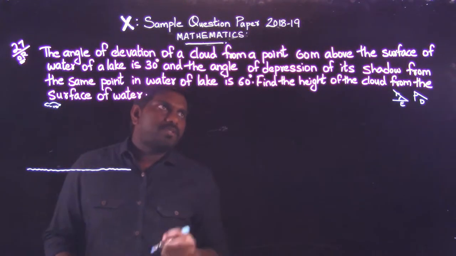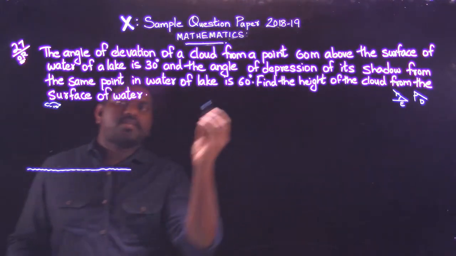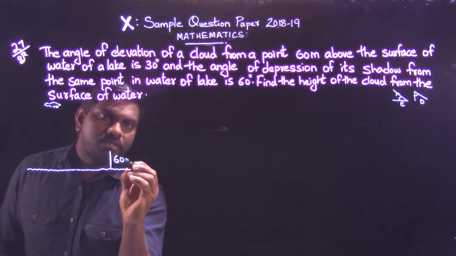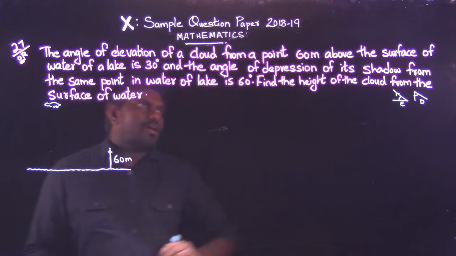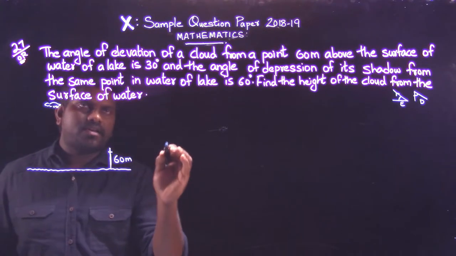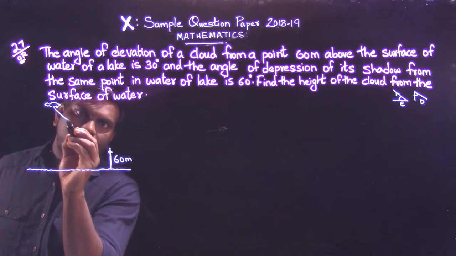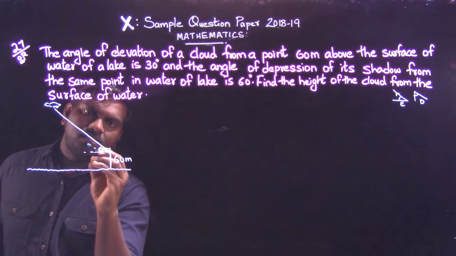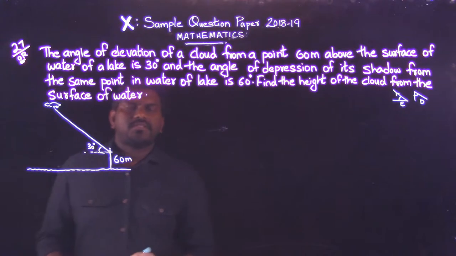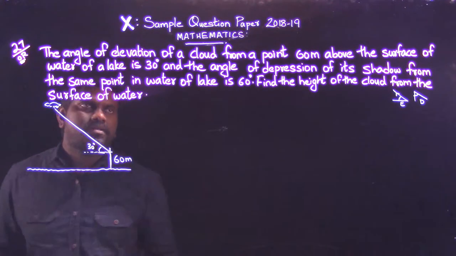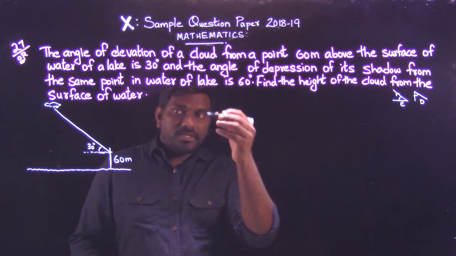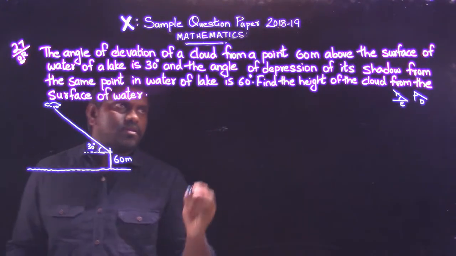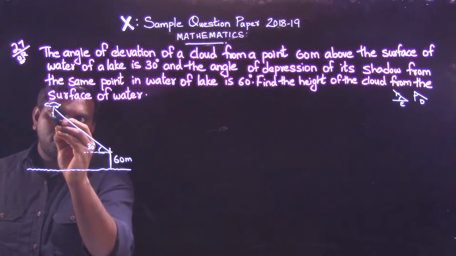So I'm looking at it, but what is the problem here? From a point 60 above. So I am at a point 60 meters above, and I'm standing over here, above the surface of the water of a lake. From there, the angle of elevation of the cloud is 30 as far as the question is concerned. And the angle of depression, when you look down, is of its shadow from the same point in the water. So its shadow is somewhere here.